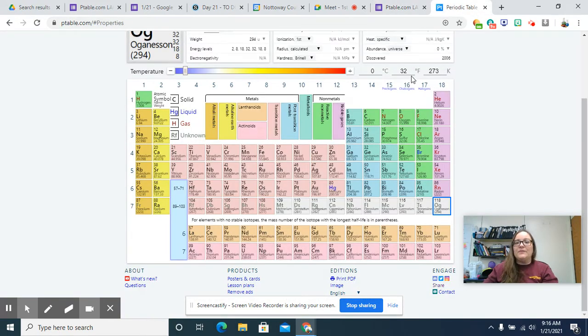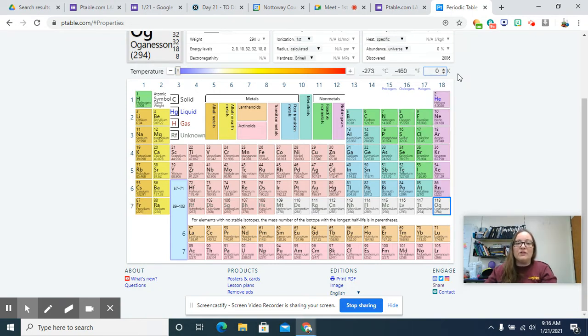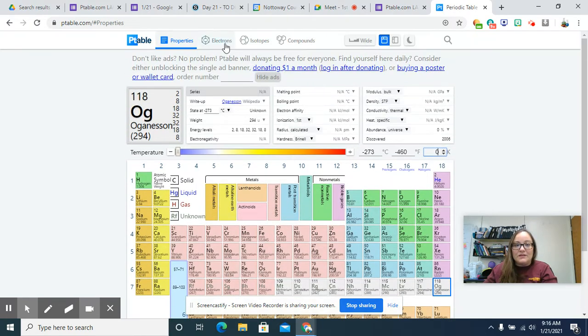So up here, we're going to type in 0. 0 Kelvin. And that takes us down to 0 degrees Kelvin. You see our temperature scale is way down here. It's the point at which particle motion ceases. And so that would mean everything's a solid, right? Let's see if I put it on, okay.